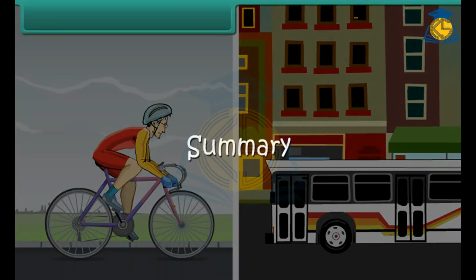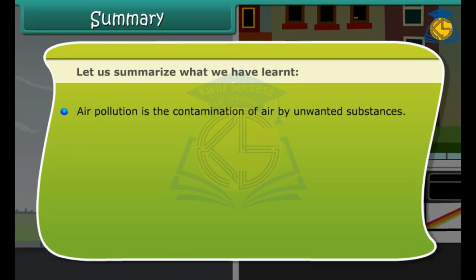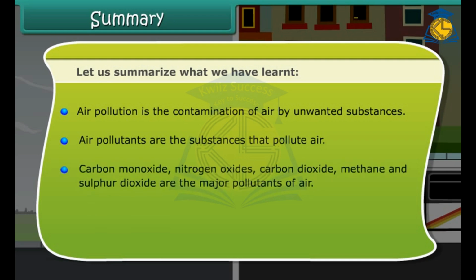Summary. Let us summarize what we have learned. Air pollution is the contamination of air by unwanted substances. Air pollutants are the substances that pollute air. Carbon monoxide, nitrogen oxides, carbon dioxide, methane and sulfur dioxide are the major pollutants of air.